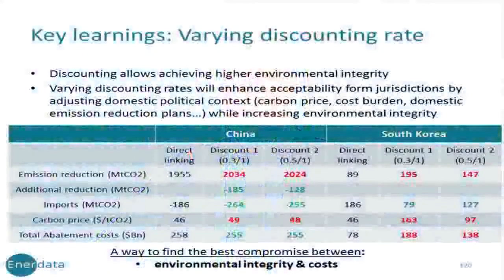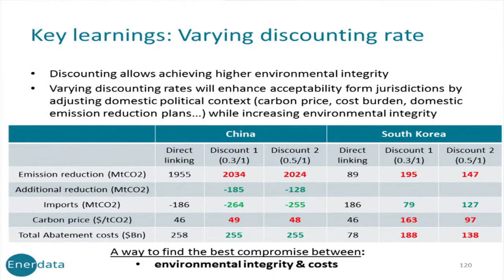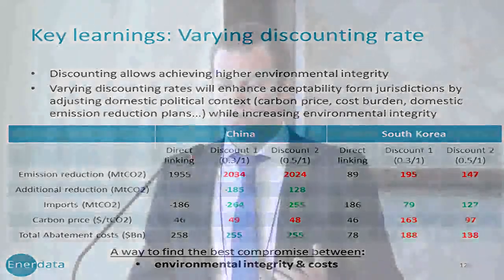So in conclusion, for this scenario, with a discounting value, you can achieve higher environmental integrity. As you can see, we have more total abatement reductions compared to the target. Because we are using this discounting value, we will have more domestic reduction in South Korea. So it starts being politically acceptable to have this level of import or export from China to South Korea. And then the issue is how much we want to reduce domestically in South Korea, and how much we want to limit financial transfer between China and South Korea.